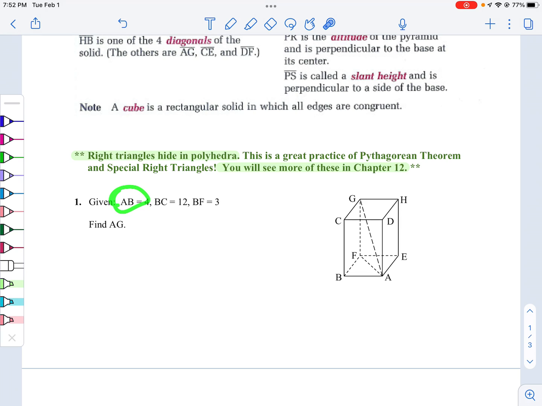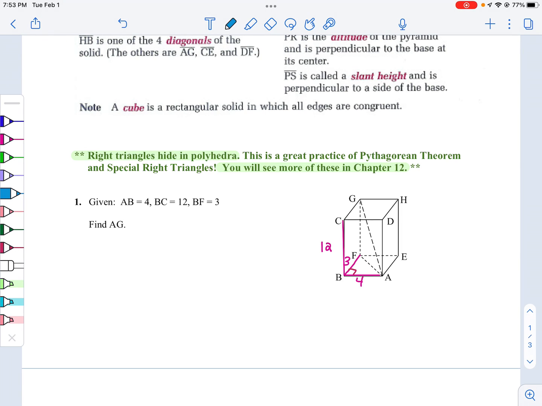We don't put the hat on here. That means we're talking about a length. AB has a length of 4, so I'm going to put this 4 in here. So this segment AB is 4, and segment BC, how tall this rectangular solid is, is 12, and segment BF over here is 3. So I want to remind you that this is a rectangular solid. So this base down here is a rectangle. That means I could put a little right angle in here.